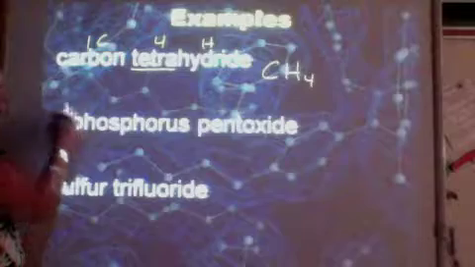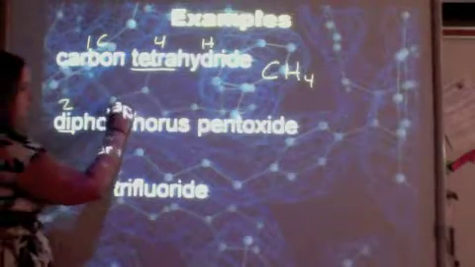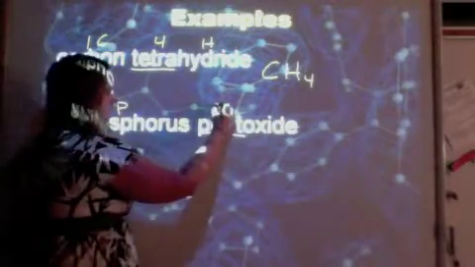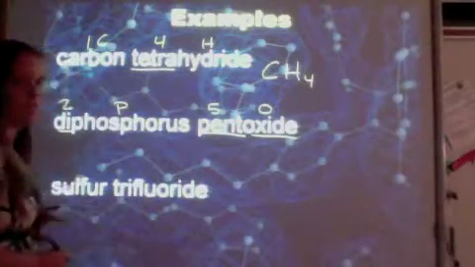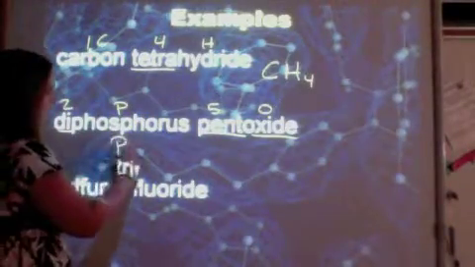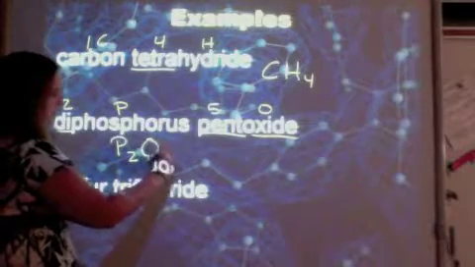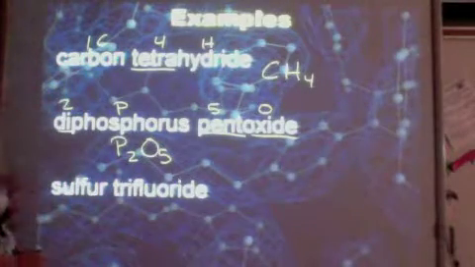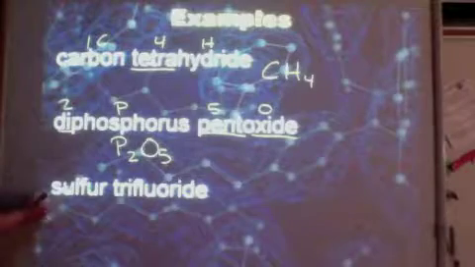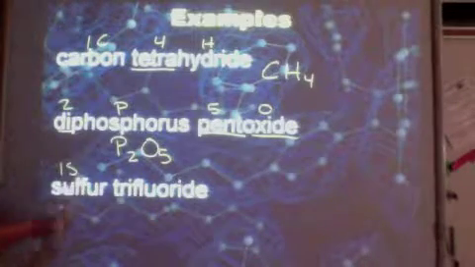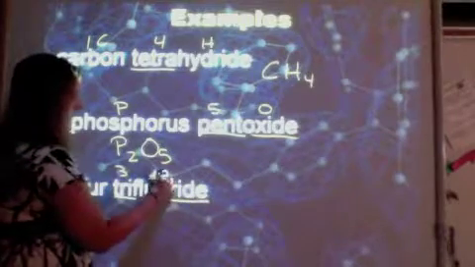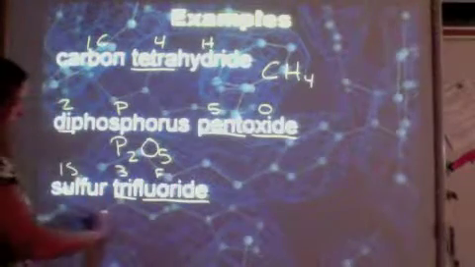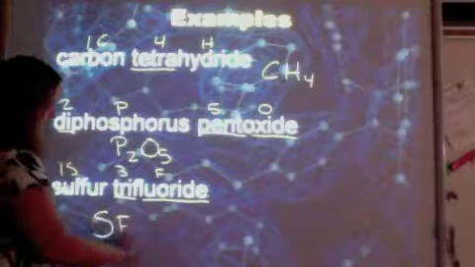So di is 2. Phosphorus is P. Pent is 5. Oxide is O. So it's simply P2O5. Sulfur, no prefix, means 1. Sulfur. Tri means 3. Chloride is F. So SF3.